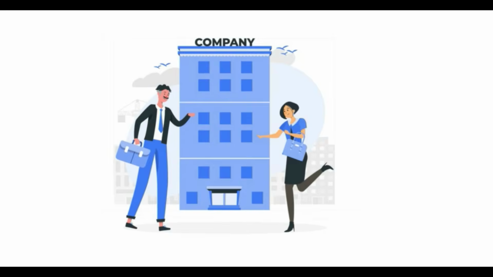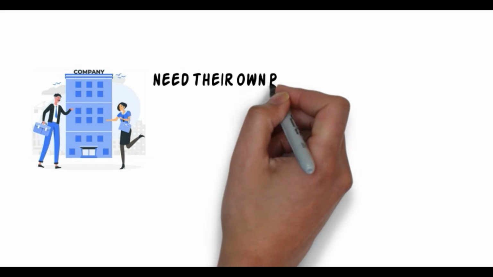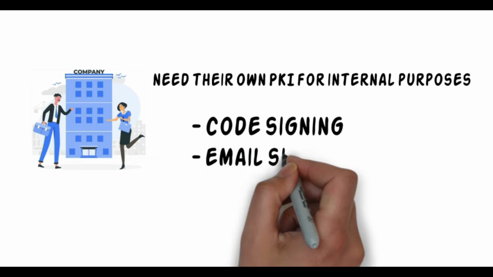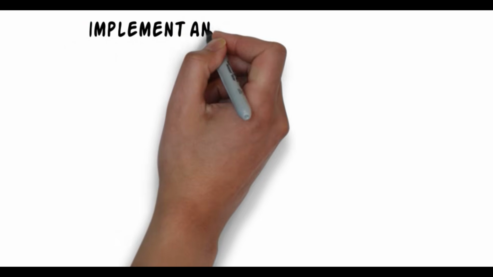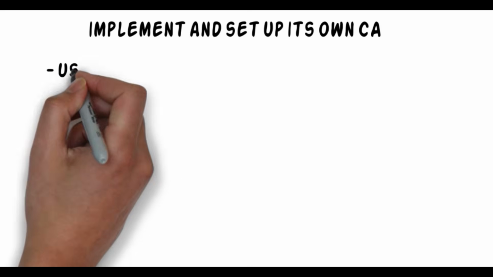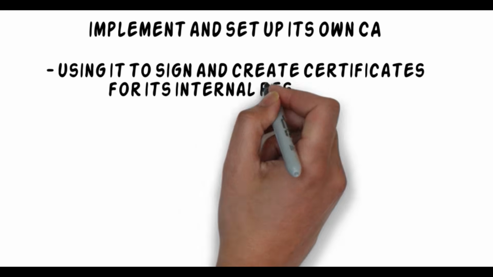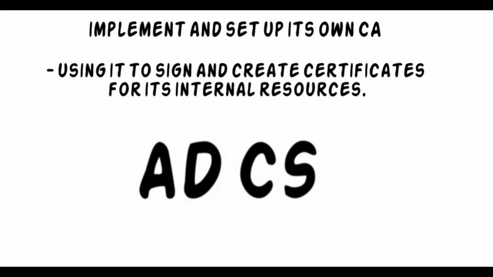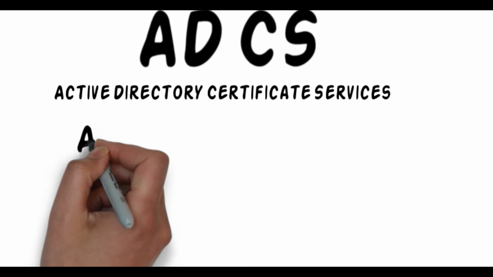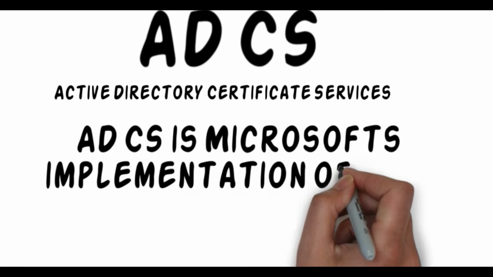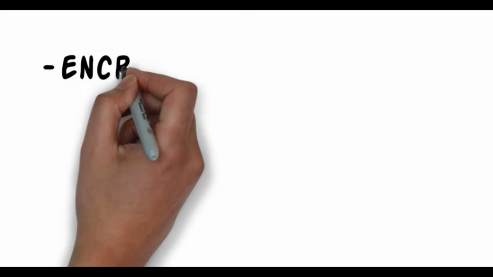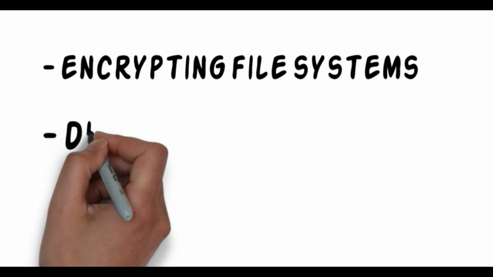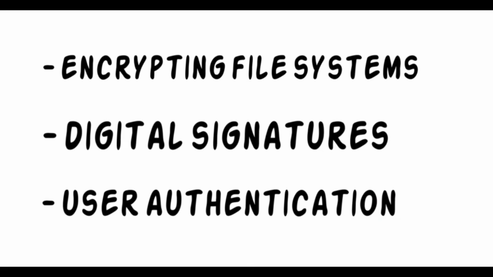As you can see, in an internal corporate environment, companies may need their own PKI for internal purposes like code signing, email signing, or securing local web applications. This is where an organization can implement and set up its own CA to sign and create certificates for its internal resources. This brings us to ADCS, Active Directory Certificate Services. ADCS is a Microsoft implementation of a PKI, integrating with an Active Directory forest to provide a range of services from encrypting file system to digital signatures and user authentication.